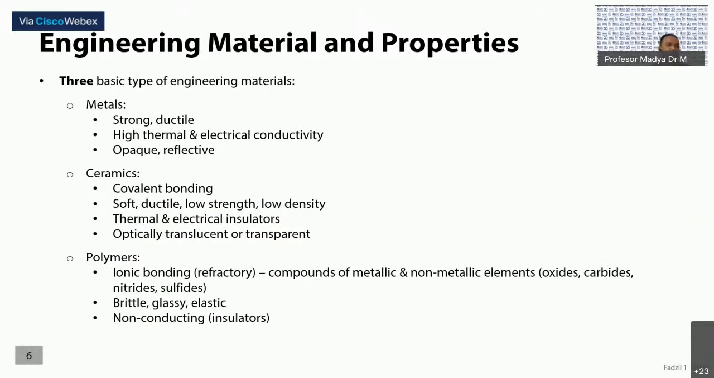Okay, yang ni pun saya tak nak sentuh banyak sebab you dah belajar dalam engineering material. Basically, we have 3 basics of the engineering material. We call the metal. Semua tahulah metal is strong, and then ductile, high thermal and electrical conductivity, opaque, and also reflective. And then the ceramic, covalent bonding, soft, ductile, low strength, low density, thermal and electrical insulator, optically transparent or transparent.